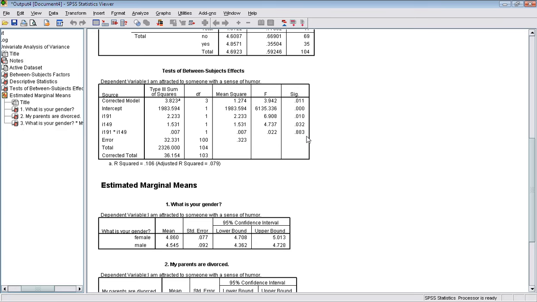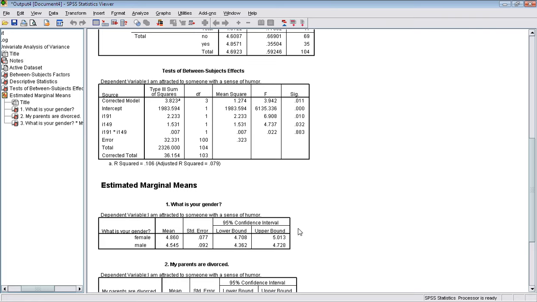And how do we know that? We look at the SIG column and we look for this to be less than 0.05, and it's not. It's 0.883, which means that effect could happen by random chance alone 88% of the time. So there are 2 main effects in this, but not an interaction. Let's take a peek at what that means.